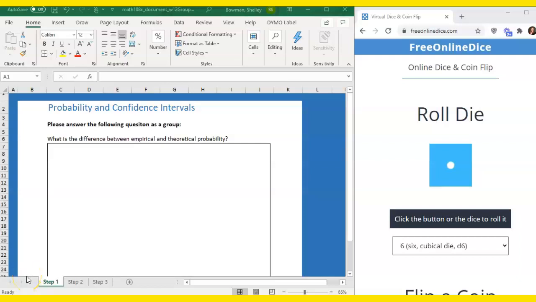This tutorial is for the Week 12 Group Probability Project. The first tab asks for the difference between empirical and theoretical probability. If you're struggling with these two, you can go to the interactive textbook and look at the definitions again. One quick note is that empirical is the observational that you actually see happening, and the theoretical, I'm going to let you finish that.